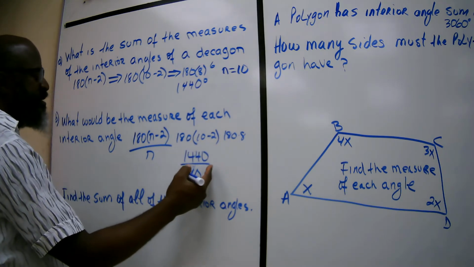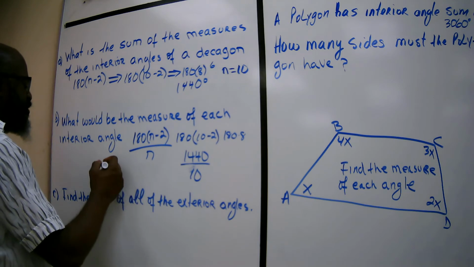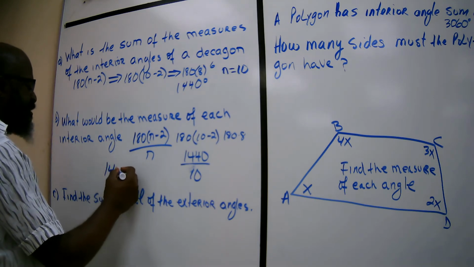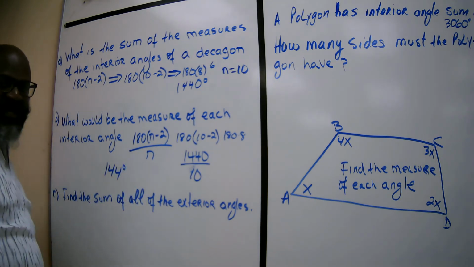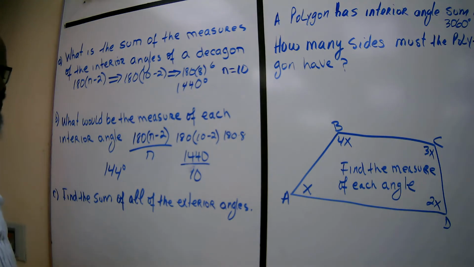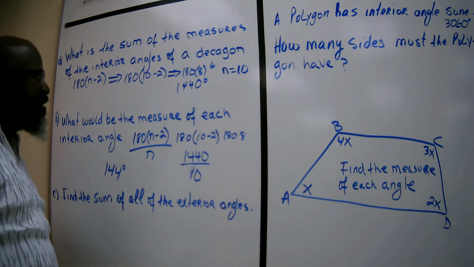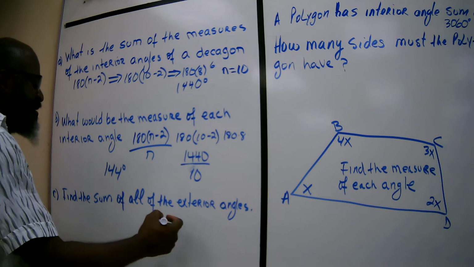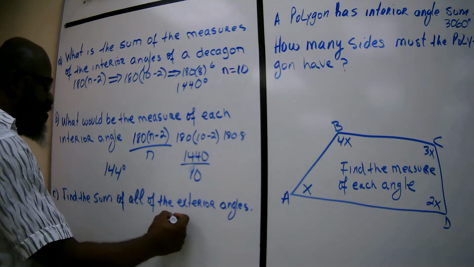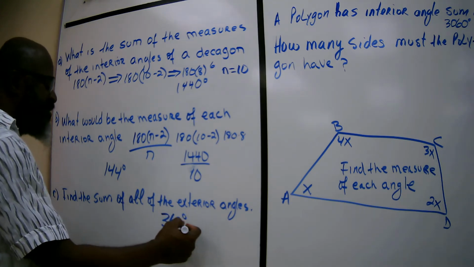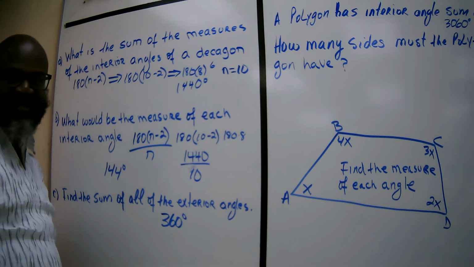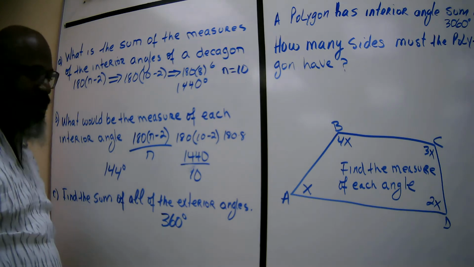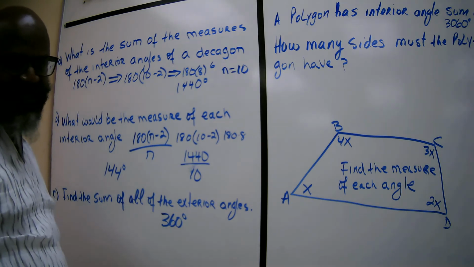In this case, each interior angle will be 144 degrees. Alright. Now the last question asks you what is the sum of all of the exterior angles in that regular decagon. That will be 360. The sum of all exterior angles in a polygon is 360. So you're done with that problem. So that will be 360.